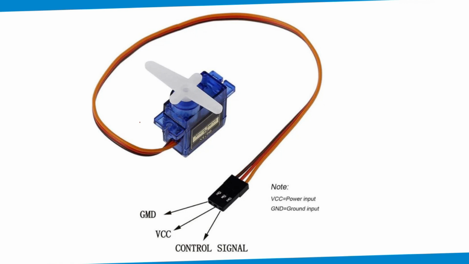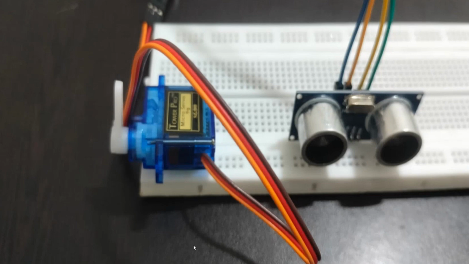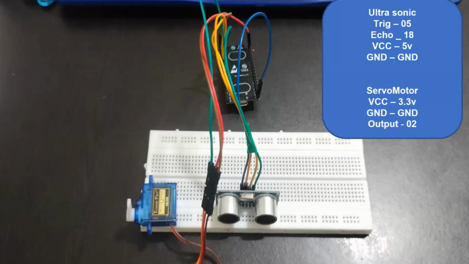This is the servo motor. You have 3 wires here: one is ground, another is VCC, and the third is the control signal. Finally, we have to connect this based on the pin diagram, and the connection is over. Then you can see the demo and the working of this.